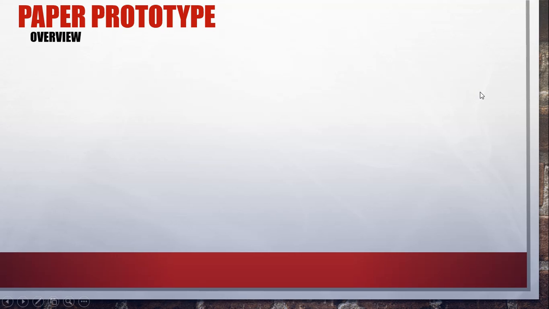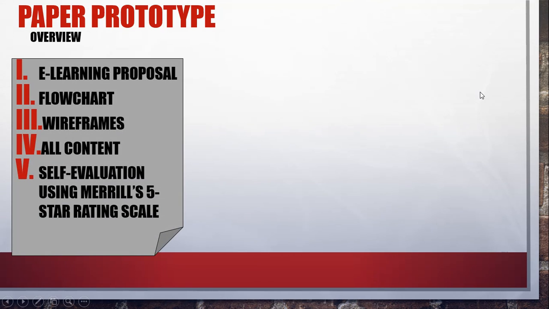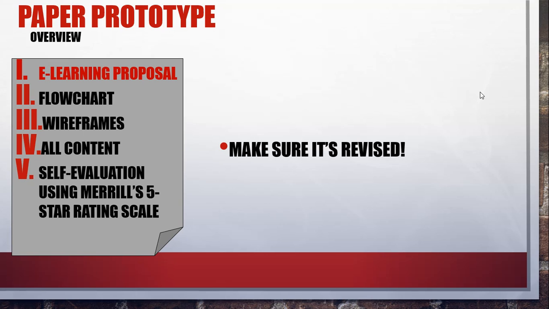So what goes in here first? Your e-learning proposal is the first item. You're basically just going to copy and paste the e-learning proposal at the beginning of this document. Just make sure that it is revised. If I told you that you needed to work on something, fix it. Otherwise, you risk up to a 5-point deduction, and we don't want that.